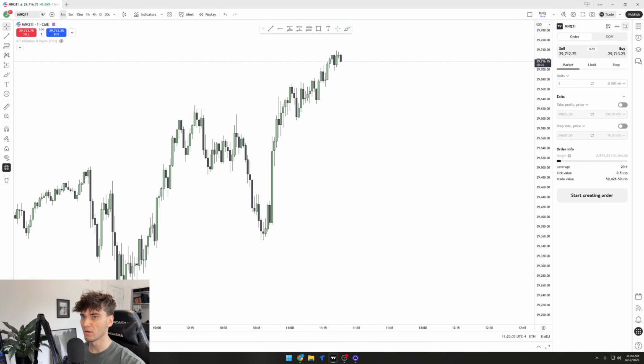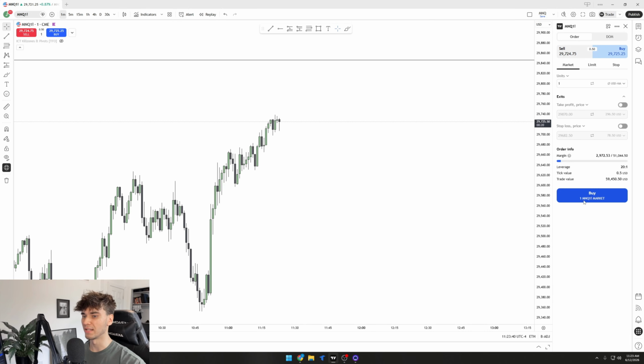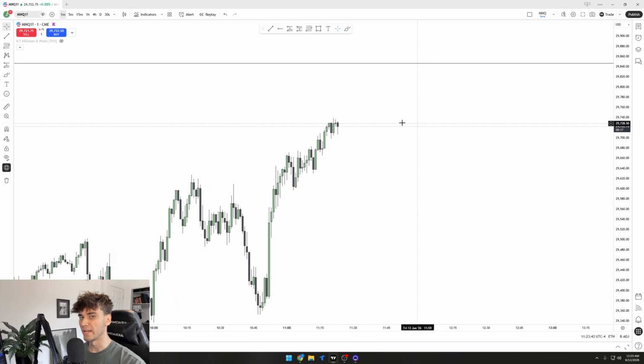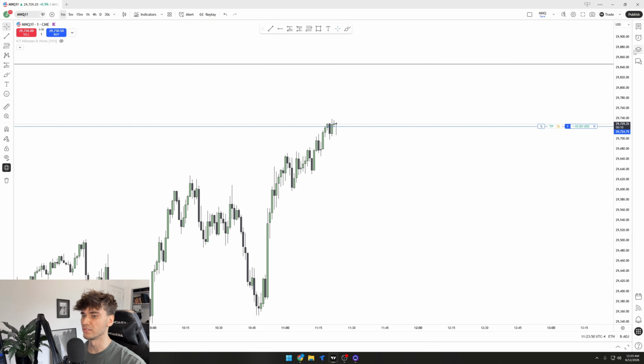So that also works for these buy and sell buttons. If you remember, before when we clicked this, it would open up the trading panel and then you had to click buy. But with one-click trading selected, you can click buy and it automatically triggers a market order and gets you in. That way you don't even have to have this trading panel open.